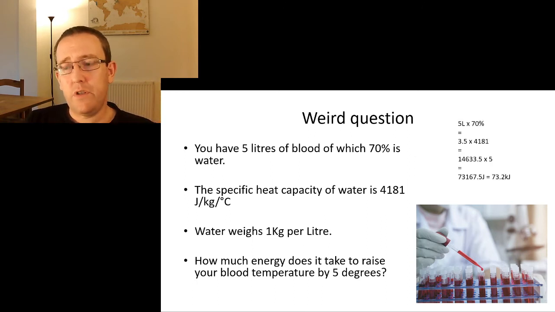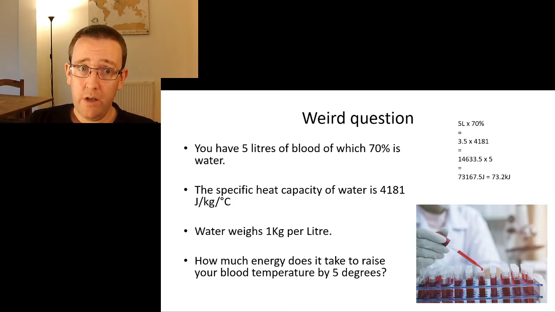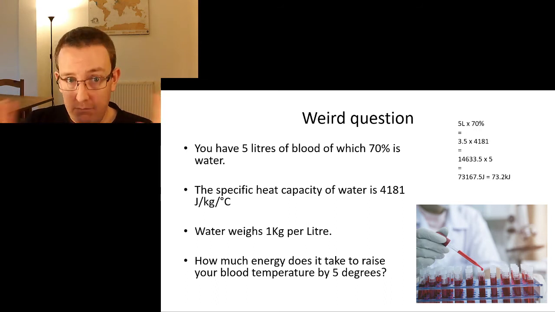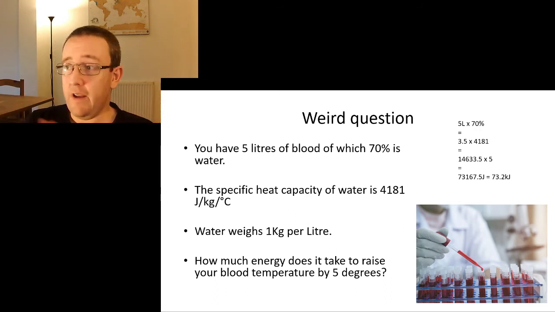So for this, I made this pretty straightforward. 5 litres times 70% is 3.5. So out of that 5 litres of blood, approximately 3.5 litres is water. Now, obviously, I know this question is only talking about heating the water, not heating the protein or the sugar or anything else, but so be it. This is a rough calculation.